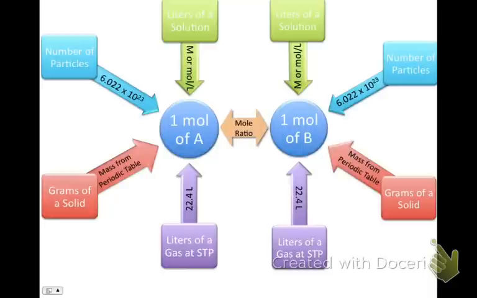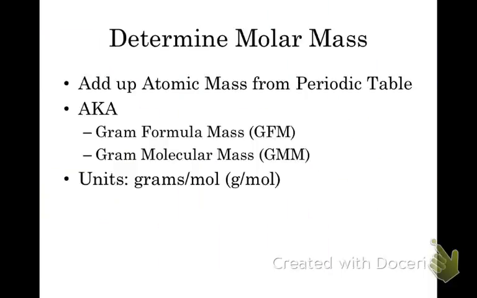Right? So molar mass, it's pretty much the mass of a compound, or at least 1 mole of that compound. So 6.022 times 10 to the 23rd particles of it. So you just add up the atomic masses in the periodic table. You might also see it called gram formula mass, which is GFM. I've also seen gram molecular mass, GMM, and the units are grams per mole.